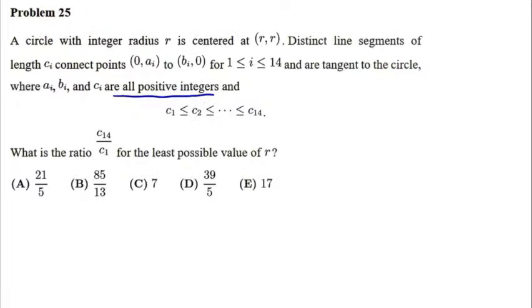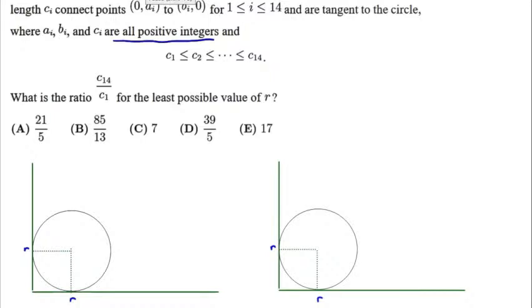Okay, so let's consider the figure first. If we consider the center is (r, r), the points that the lines, length ci, that are tangent can be here. The circle can be inside, or it can be something like this. Okay, so let's consider, it says (0, ai), so it will be a. Let's consider first it is a, for example, it is b, and the length here is c.